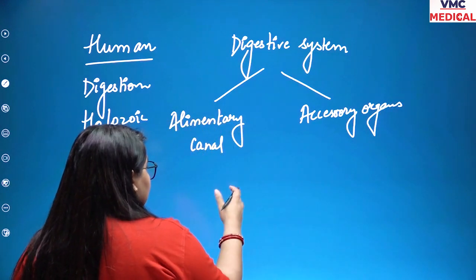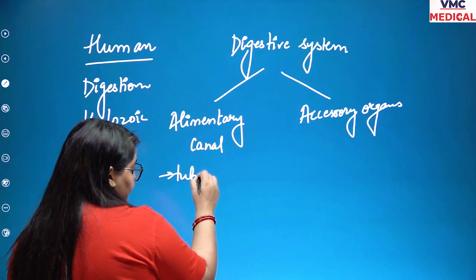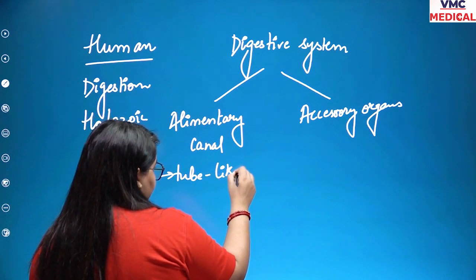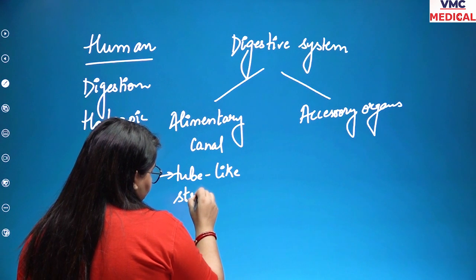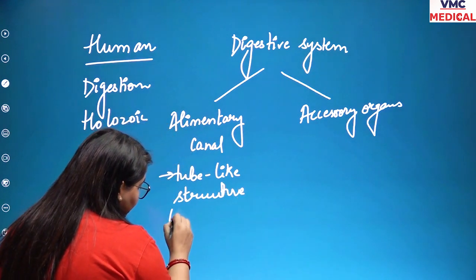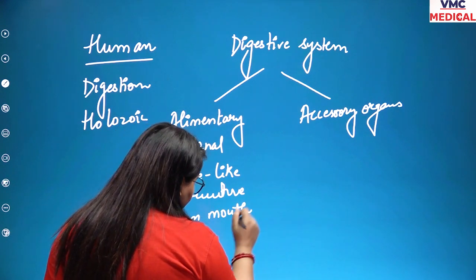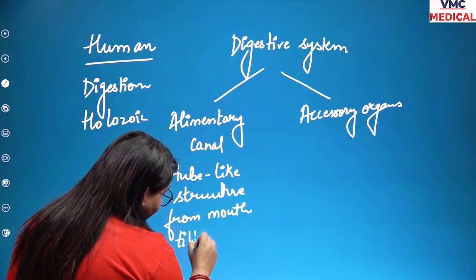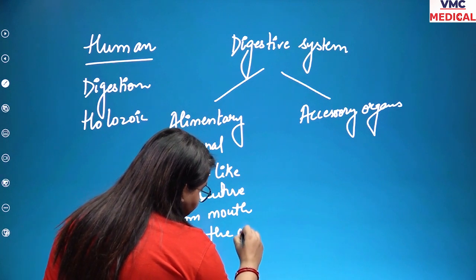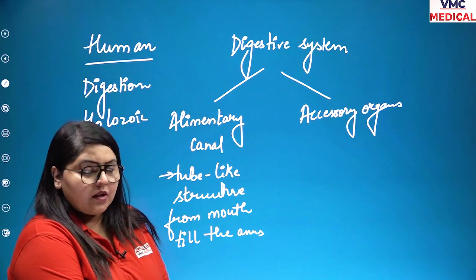Okay, what is the alimentary canal? There is this tube-like structure. From where? From the mouth till the anus, okay? From the mouth till the anus, you have an alimentary canal.